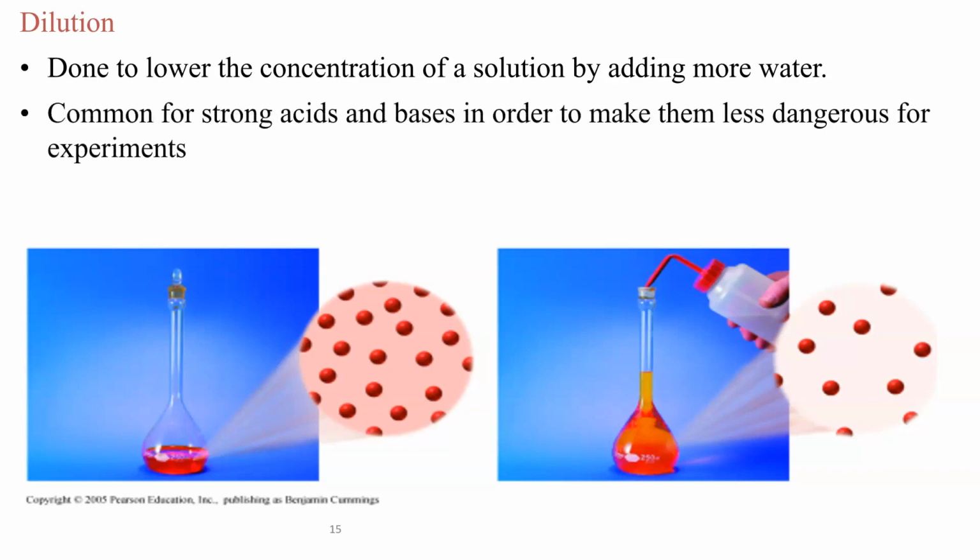So, speaking of dilution, it's done to lower the concentration of a solution by adding more water. And like I said, it's to make things less dangerous. That's the long and short of it. How can you tell something's dilute? It's a lot lighter. Look at this red. Look at this much lighter red. That's what dilution is. You've all experienced it.